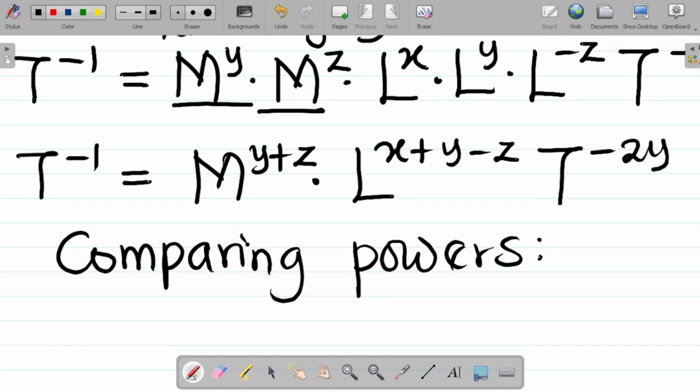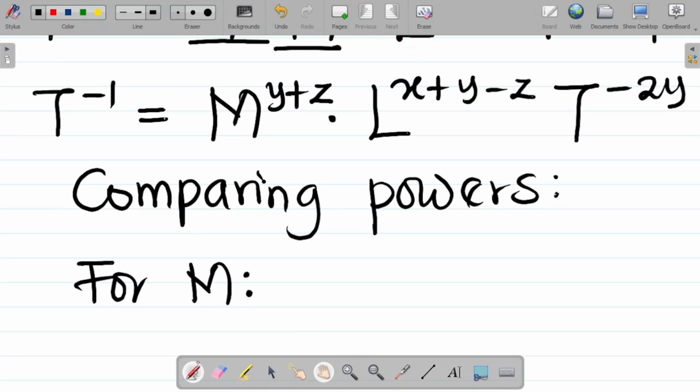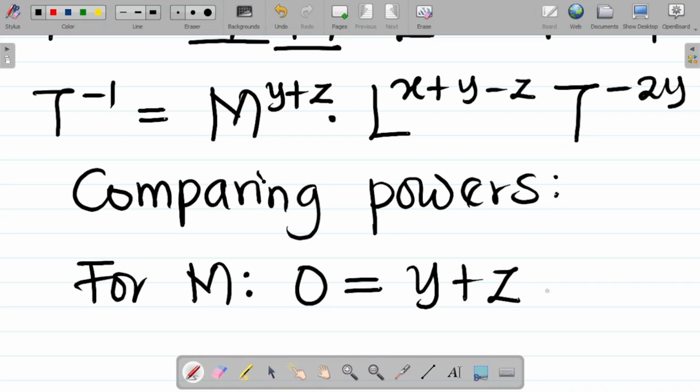Okay, let's start with the m. For m, looking at the left hand side, you can see that there is no m on the left hand side of the equation. So we'll call that 0 is equal to, looking at the right hand side of the equation, you can see that for m here, the power is y plus z. So you can say 0 is equal to y plus z. Call this your first equation.